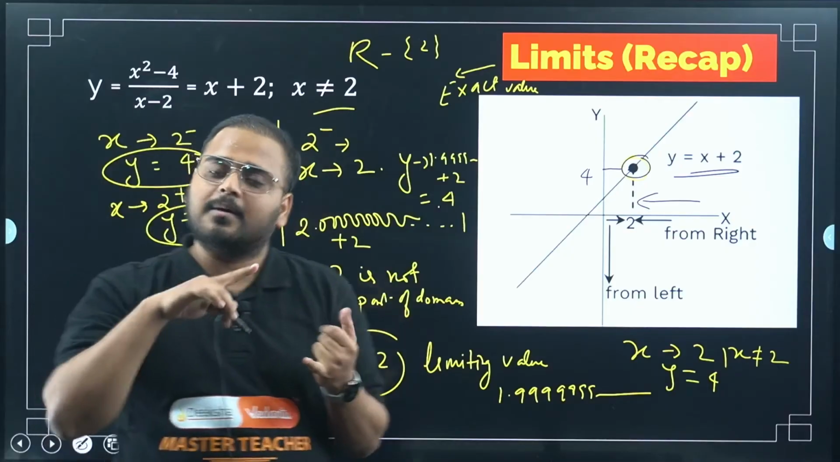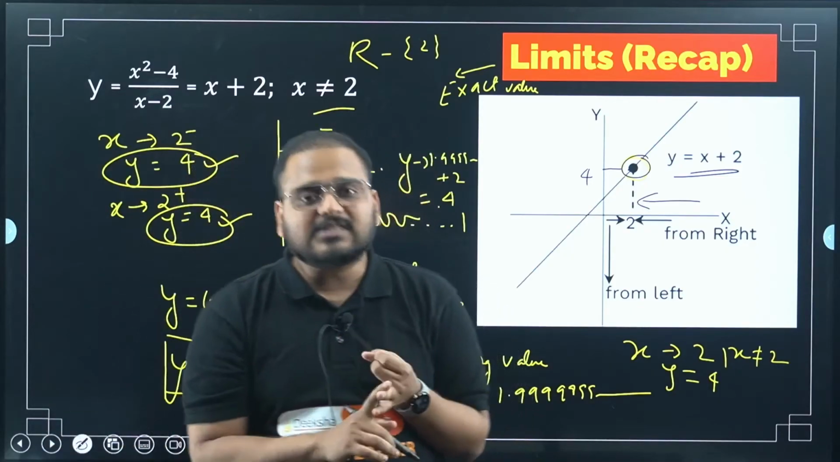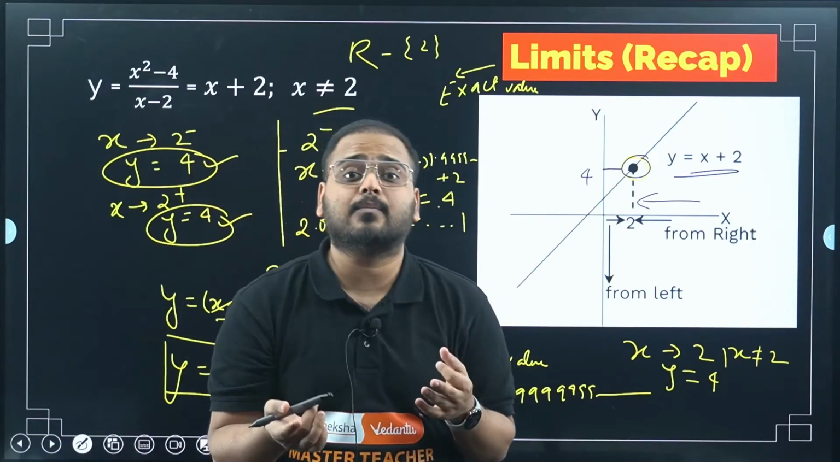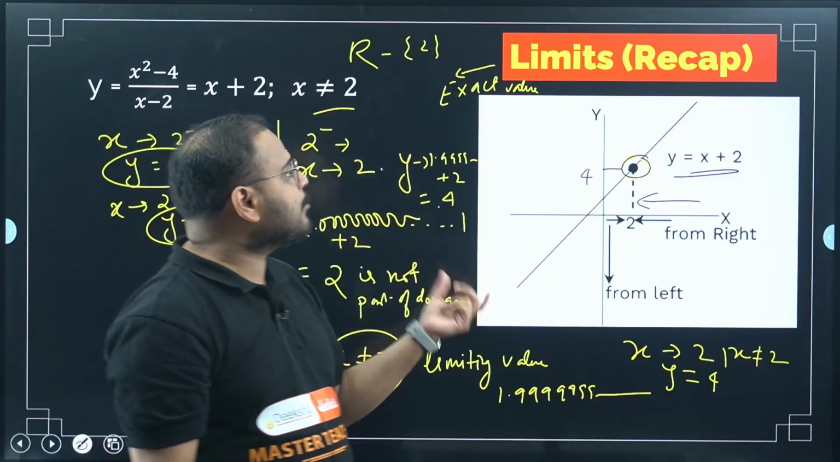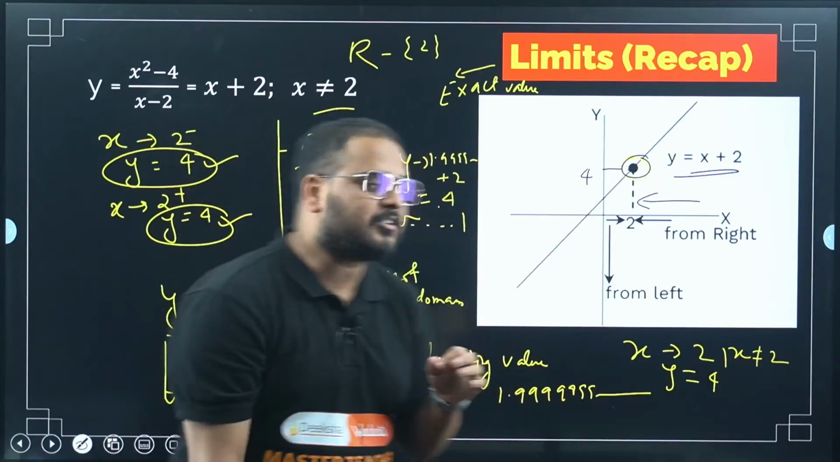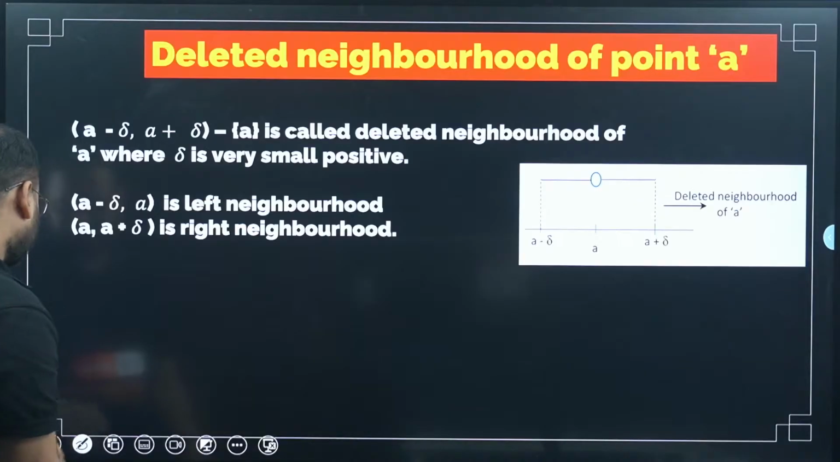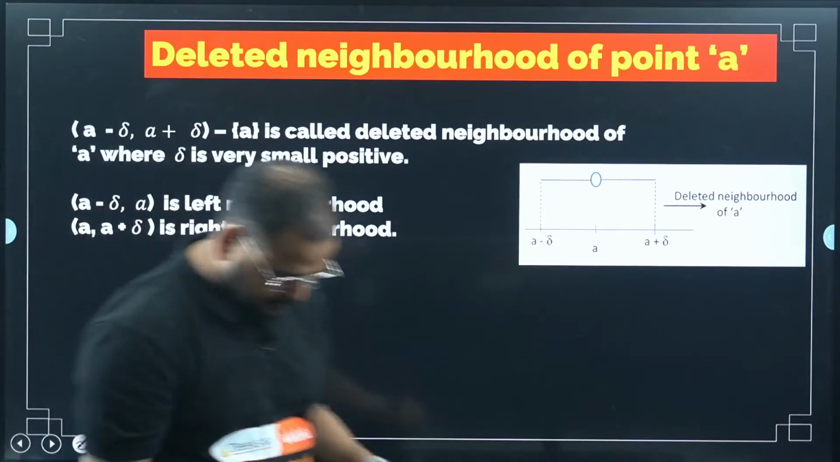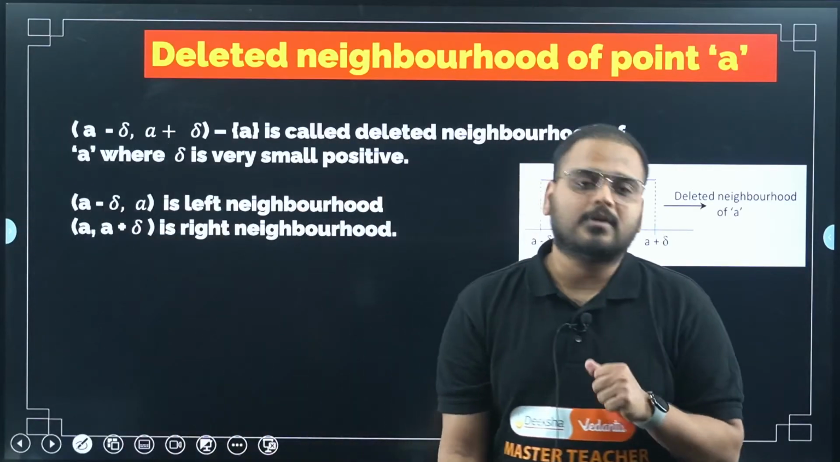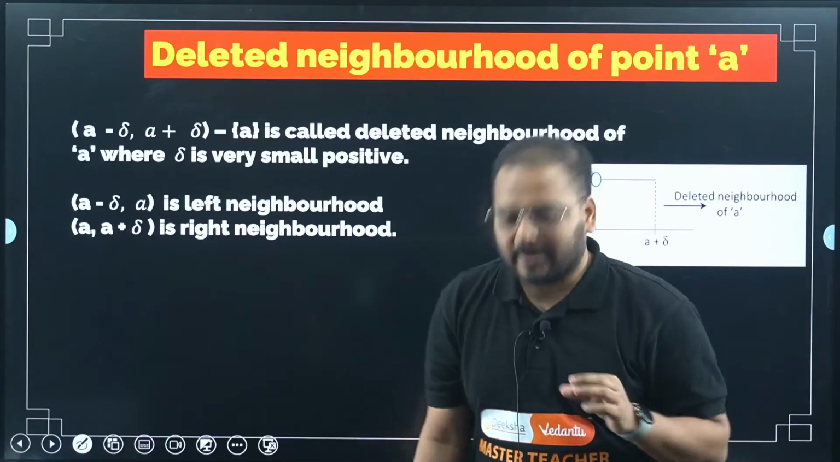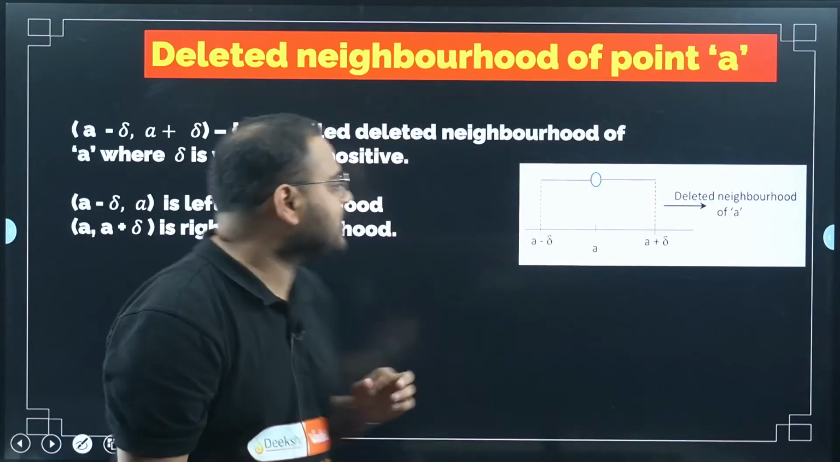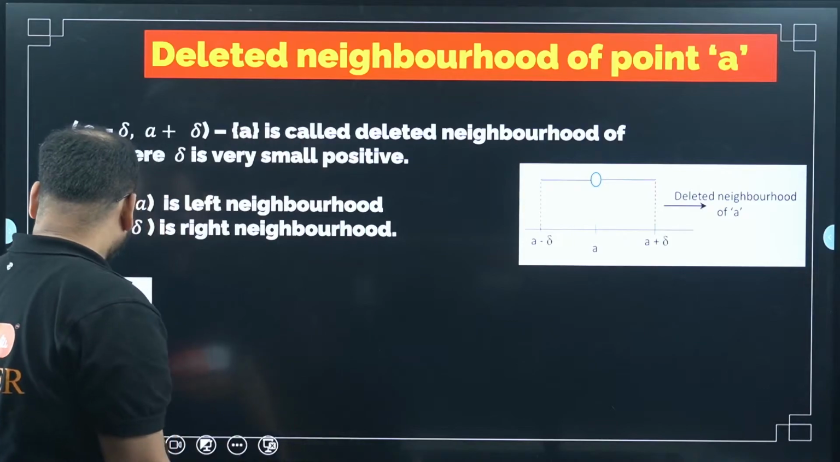So what is the reason to study limits? Functions will be there which might not be defined at every single point, but still we will be able to find the limiting value of the function at that particular point. Correct, sir? So there is something called the deleted neighborhood of a point a. Okay, sir. So what it means, please check.